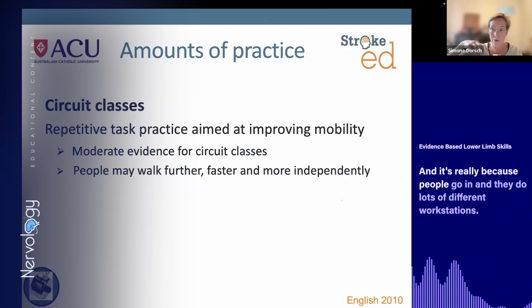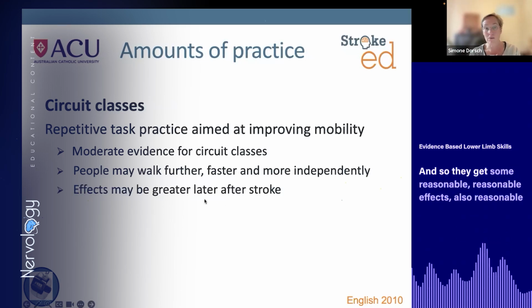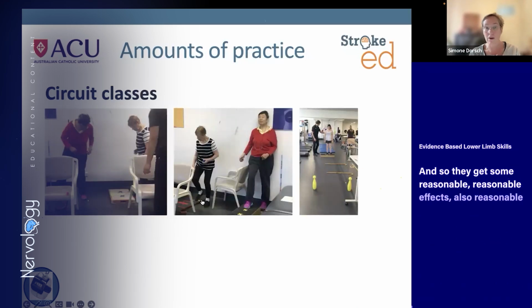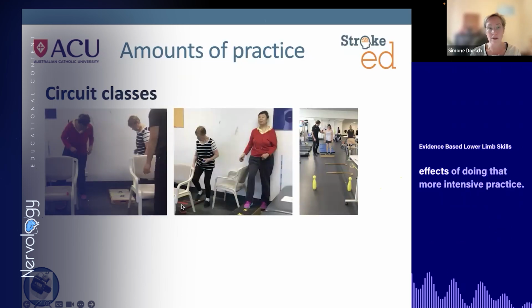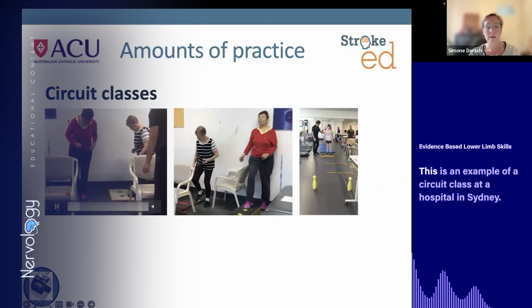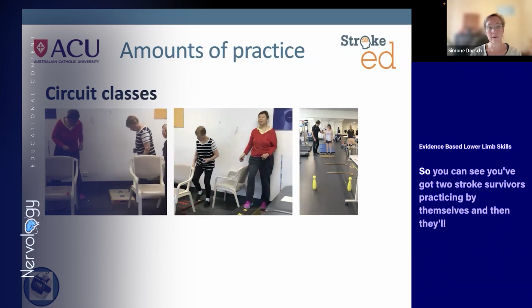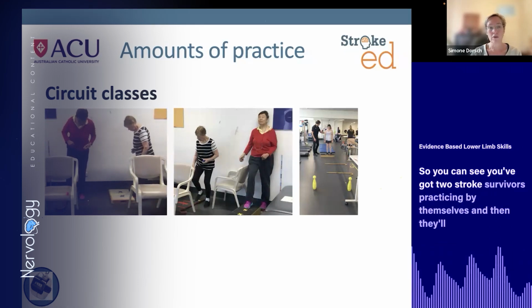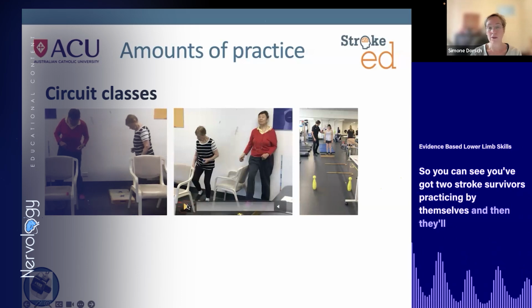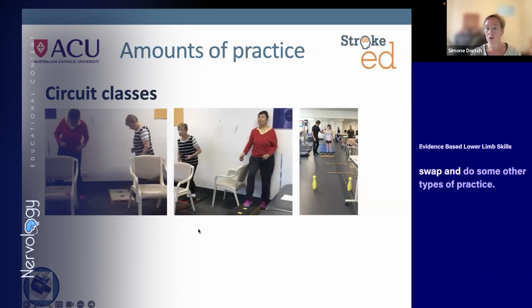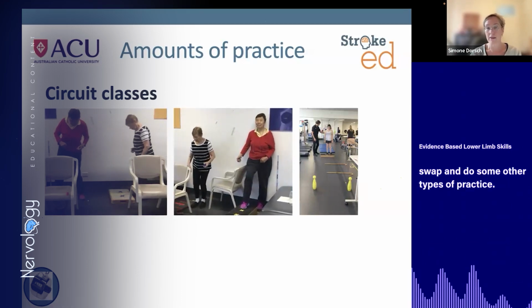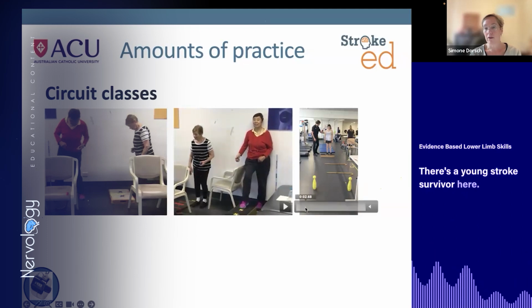And it's really because people go in and they do lots of different workstations, and so they get some reasonable effects of doing that more intensive practice. This is an example of a circuit class at a hospital in Sydney. So you can see you've got 2 stroke survivors practicing by themselves, and then they'll swap and do some other types of practice. There's a young stroke survivor here.